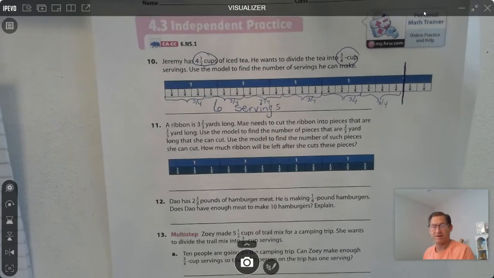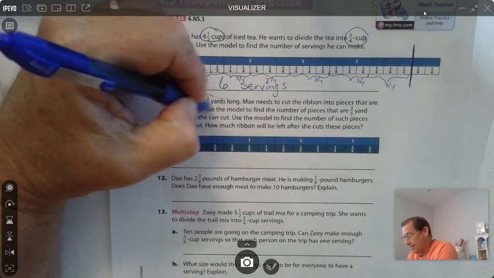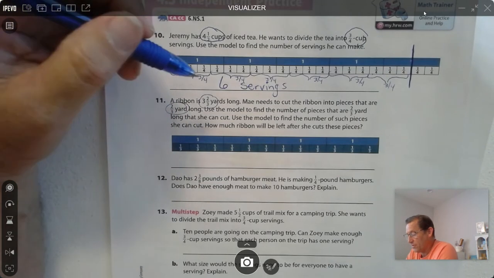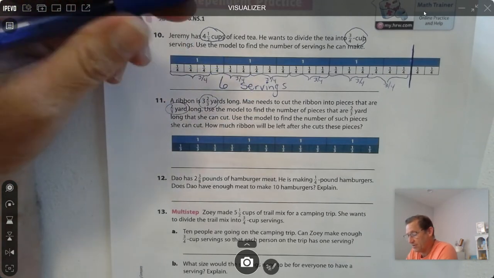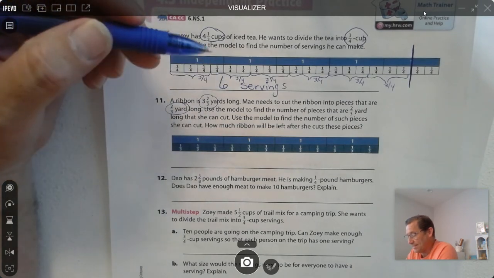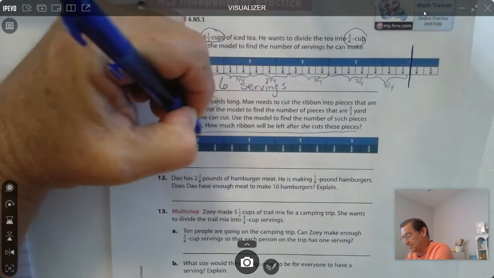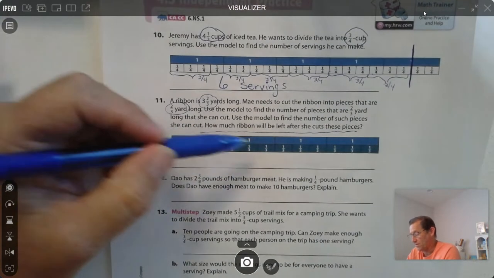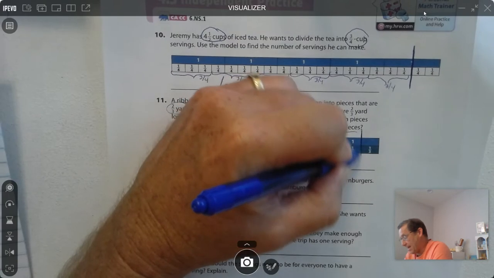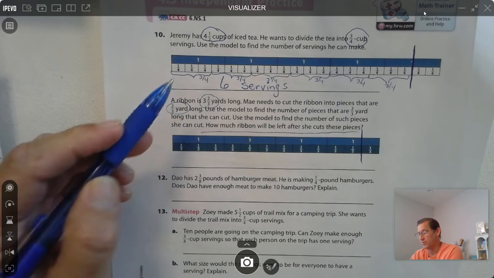All right. So number 11, a ribbon is 3 2/3 yards long. May needs to cut the ribbon into pieces that are 2/3 yard long. Use the model to find the number of pieces that are 2/3 long that she can cut. How much ribbon will be left after she cuts these pieces? All right, so we have 1, 2, 3, 4 wholes, but we know that she actually only has 3 2/3. Right? 3 2/3 yards long.